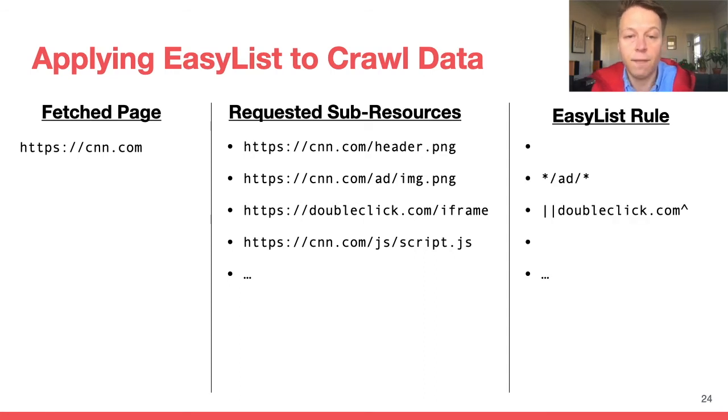And then after the crawl was over, so once we had just the recording of what resources were loaded, we applied EasyList to those and noted what EasyList rules matched, and if so, what resources they were matching. So here, the ad rule would block the ad image, and the DoubleClick blocking EasyList rule would block DoubleClick. The other resources would not be blocked.